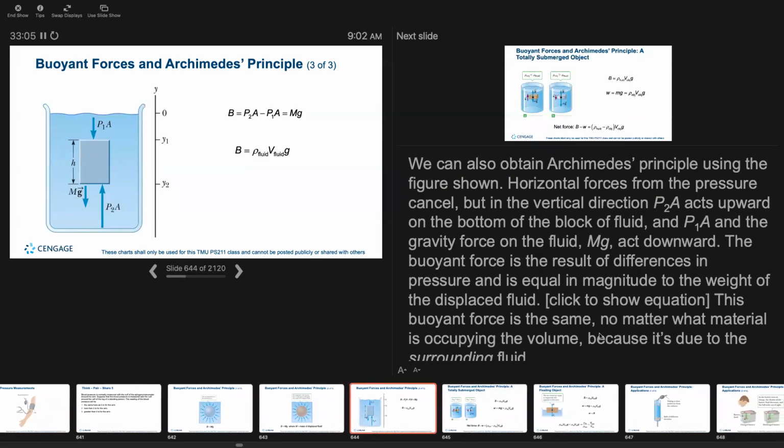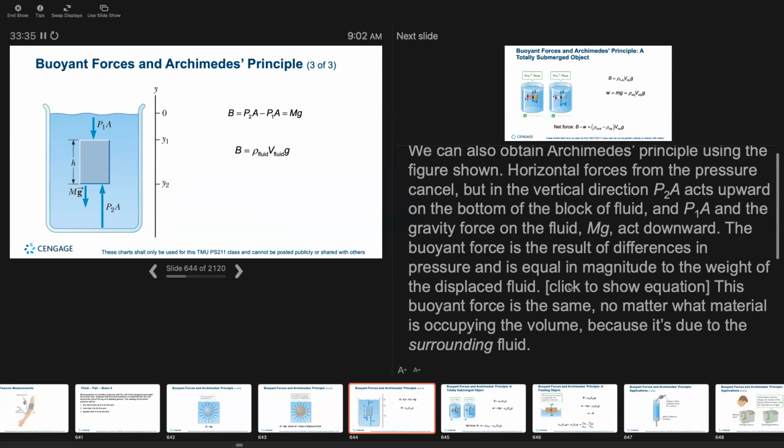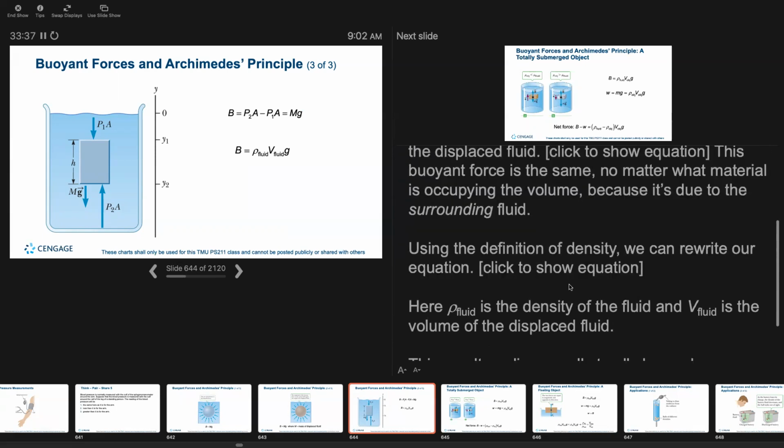We can also obtain Archimedes' principle using this figure. The horizontal forces from the pressure cancel, but in the vertical direction, P2A acts upward on the bottom of the block of fluid, and P1A and the gravity force on the fluid, mg, act downward. The buoyant force is a result of the difference in the pressure and is equal in magnitude to the weight of the displaced fluid. This buoyant force is the same no matter what material is occupying the volume, because it is due to the surrounding fluid.